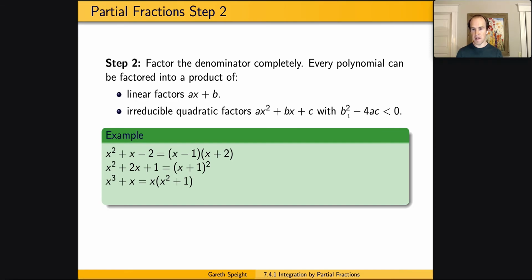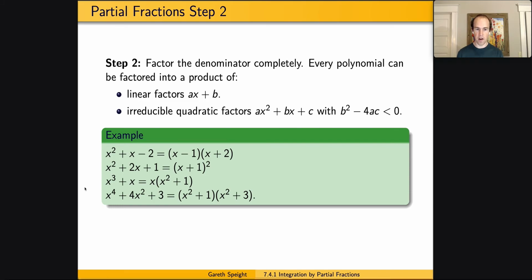B squared minus 4ac, b was 0, a was 1, c was 1, so that's going to be minus 4, which is less than 0. Okay, so this is acceptable because x squared plus 1 is irreducible. Whereas, for instance, x squared minus 1 would not be acceptable because we can split it as x plus 1, x minus 1.